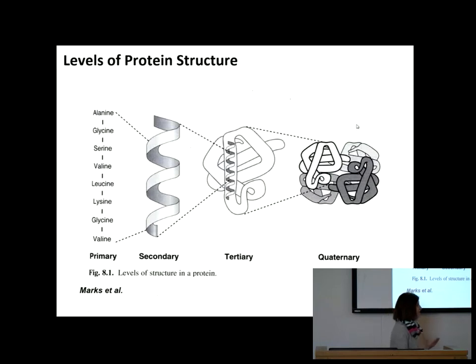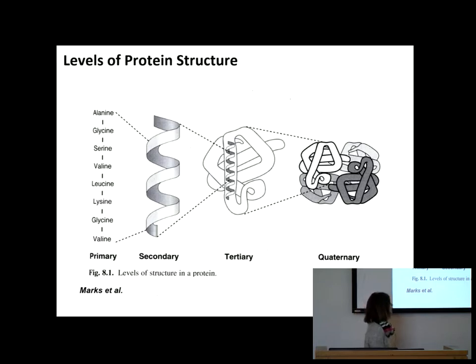All right. So I like that video because it shows you how things come together. That primary structure, you have a covalent bond, right? The amide bond, the peptide bond, that is joining one amino acid to another, giving you the amino acid sequence.